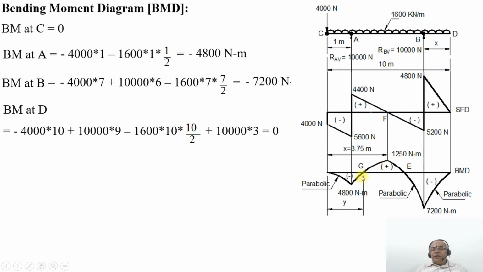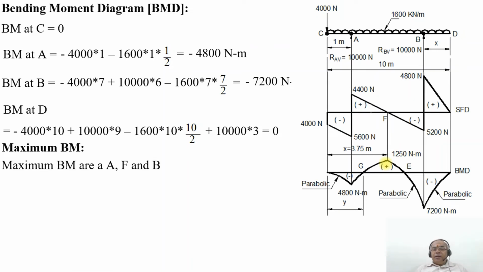But we cannot draw this until we get the maximum bending moment. The bending moment will be maximum only when the shear force changes its sign. So the maximum bending moment will be at the points A, E, and B, where you are going to get the maximum bending moment. So A, E, and B.